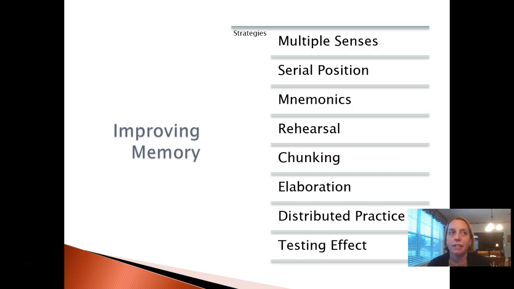Serial position effect means that we remember things that are at the beginning and end of a list. So when you break class up into shorter chunks, you're eliminating what I like to call the middle mush. The middle mush is like, we're more likely to forget things in the middle than at the front or back end of a learning event. So making it smaller chunks of learning and helping them package their study time that way too can be very helpful.